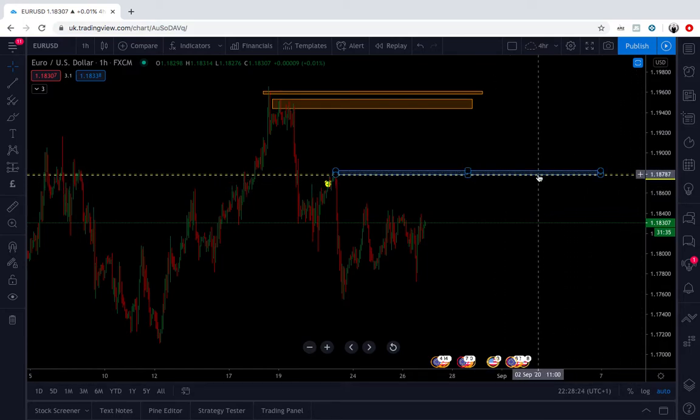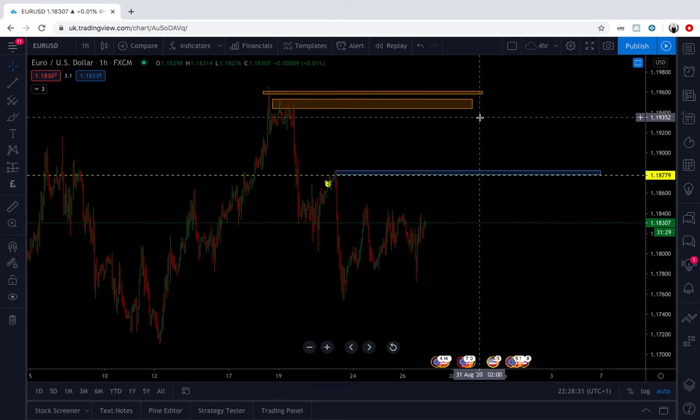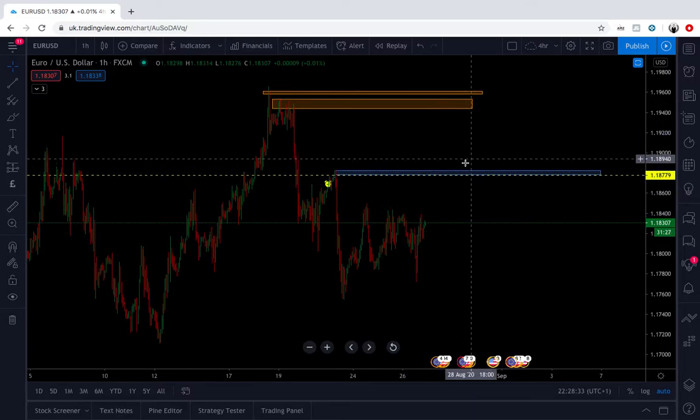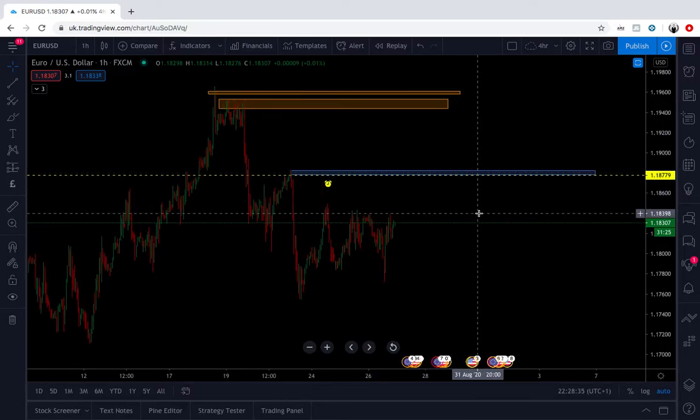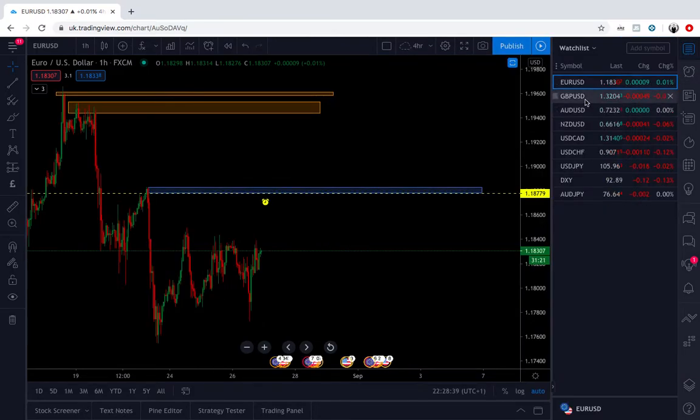As you can see, my alert is on. This is a bit high above 1.19453. And obviously if it forms any other zones around here, I'm going to be looking to short this opportunity.